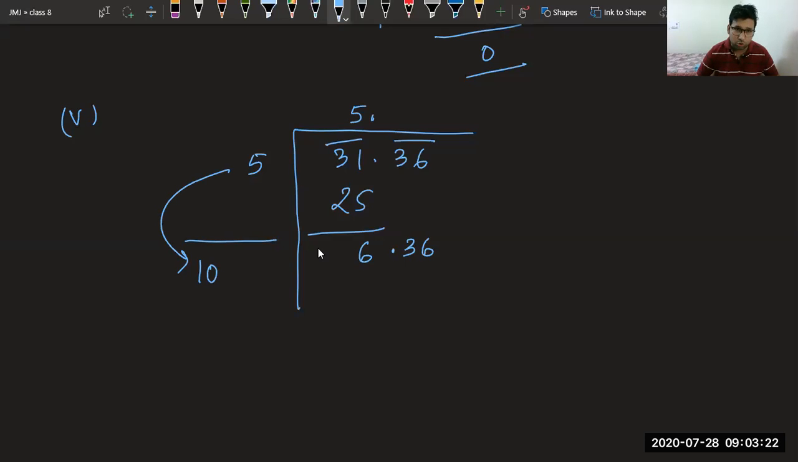Now which number can we use over here to get 6 at the unit place? Rachit, which number can we use? Rachit, we can use 6. So 6 and 6, 6 6s are 36, 3 will be carried, 3 will be here, 6 ones are 6. So it is 0. Answer is 5.6.